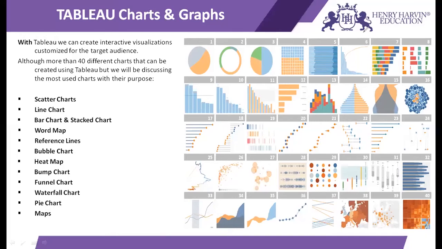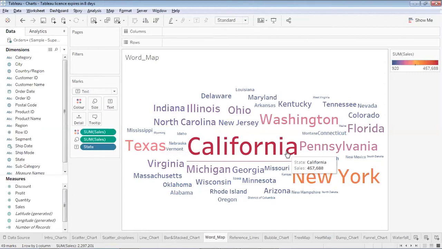Next, we'll see how to create a word map. So without much ado, let's move to our Tableau worksheet. So this is how a word map looks like. For creating a word map, we need to have a dimension and we need to have a measure.